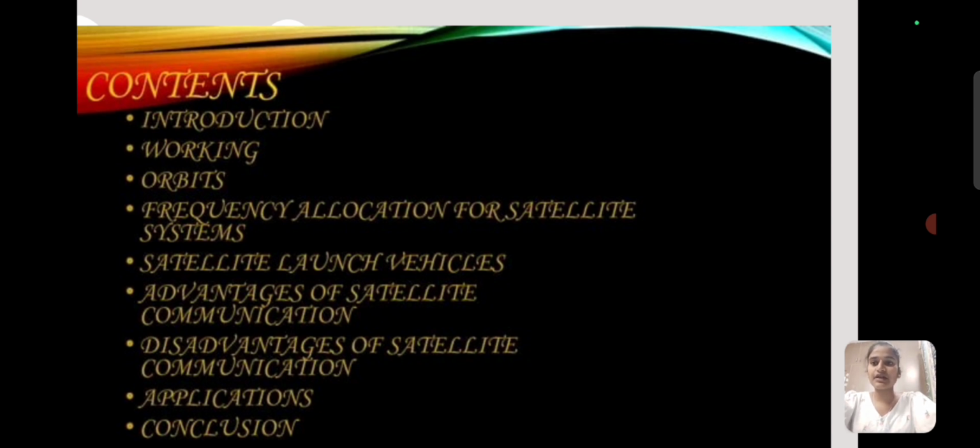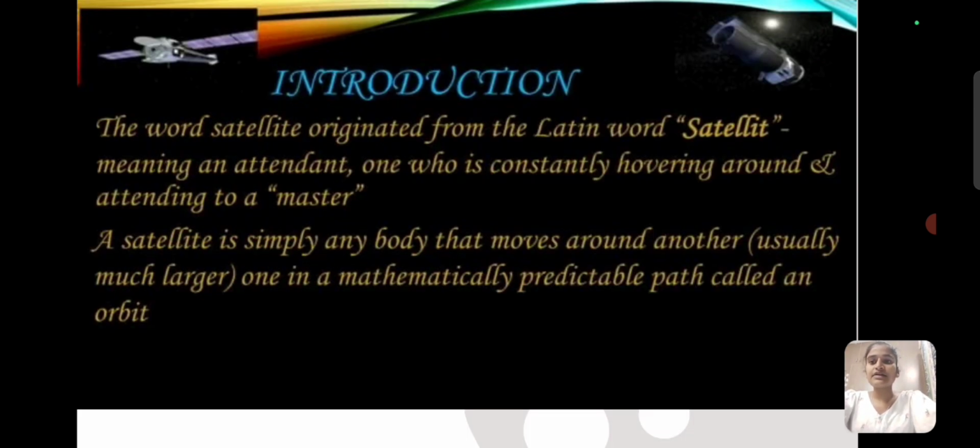So let us go with the introduction. The word satellite originated from the Latin word satellite, meaning an attendant, one who is constantly around and attending to a master. A satellite is simply anybody that moves around another, usually much larger, one in a mathematically predictable path called an orbit.